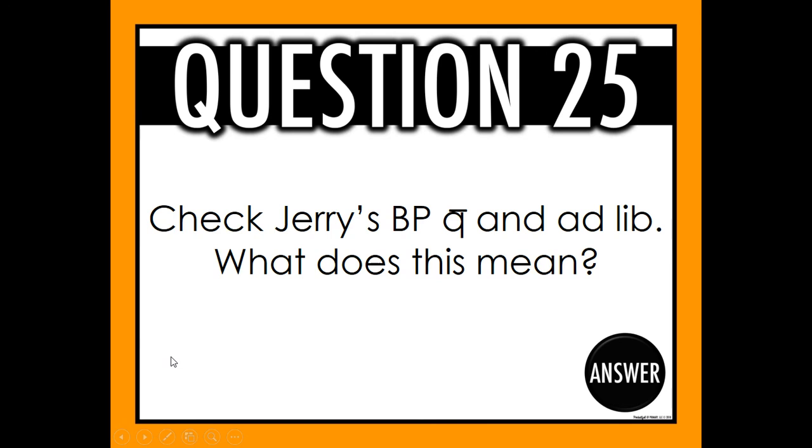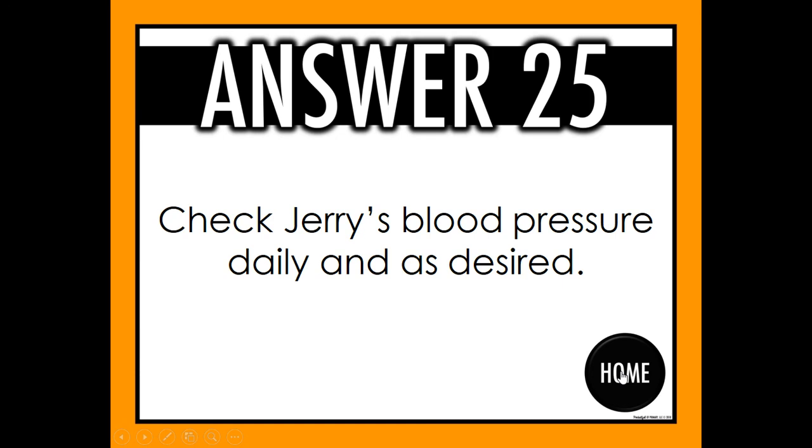Check Jerry's BP, Q with a line over it, and ad lib. What does this mean? We are looking at BP, the Q with the line over it, and the ad lib. Got 3 words here. If you were paying attention earlier, I did give away the answer for the Q with a line over it. And if you're not ready, go ahead and pause. Otherwise, I'm going to click the answer and we are going to finish up this game together. Check Jerry's blood pressure daily and as desired, meaning if Jerry wants his blood pressure checked, you check it.